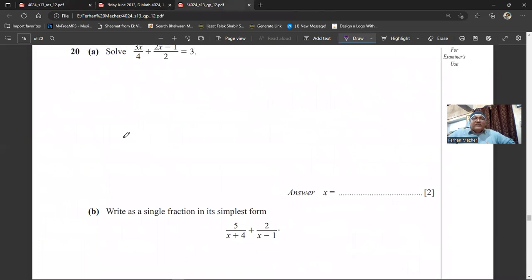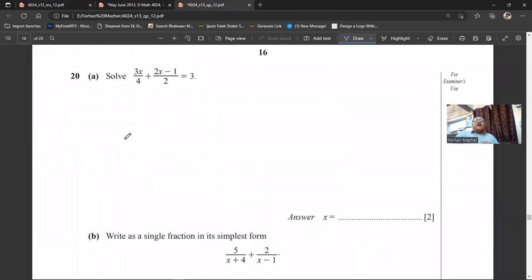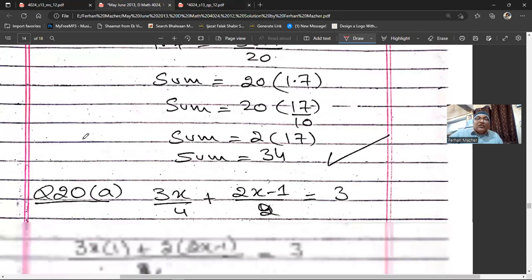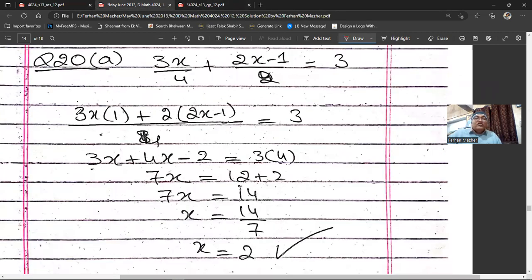Okay, so we are going to the next question, that is question number 20, A part. It says solve. Solve means to find out the value of the variable. Here we have two algebraic fractions, and then equal to 3. So I will take the LCM on the left side, and the LCM will be 4. So it will be 3x into 1 plus 2 into (2x minus 1), whole thing divided by 4 equals 3. This 4 will go to this side, multiply with the 3. Here you will have 3x plus 4x minus 2 equals 3 into 4.